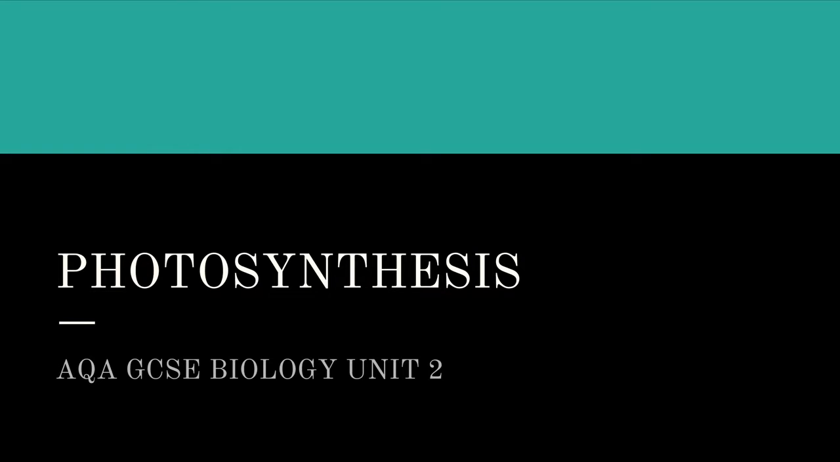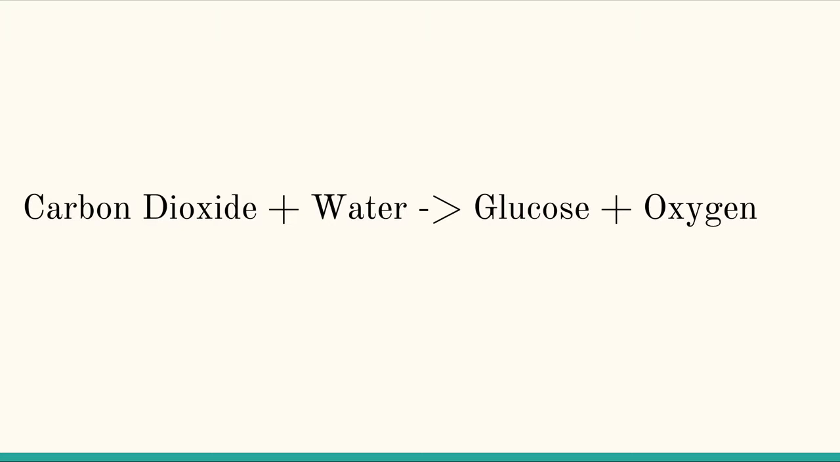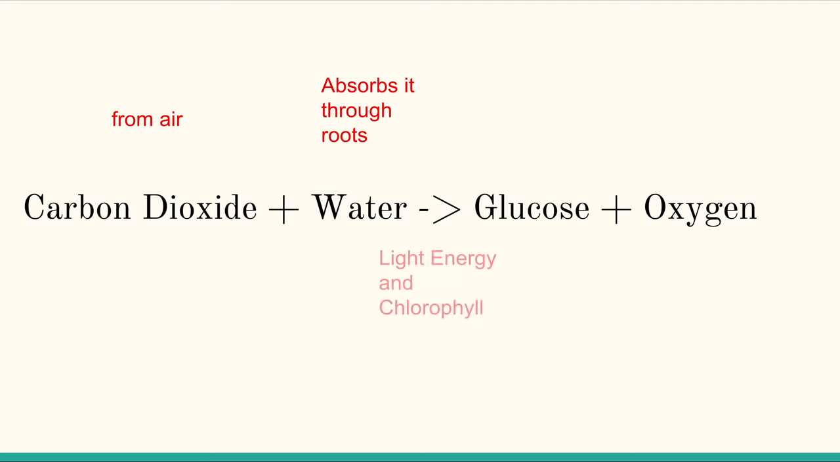So, let's get started. Now, this is the equation for photosynthesis, and you really need to learn this because it commonly comes up in exams, frequently. Carbon dioxide reacts with water to give you glucose and oxygen. And you get the carbon dioxide from the air. And the water, you get it from the soil because it's absorbed through the roots. But for photosynthesis to occur, you need light energy and chlorophyll, which I'll talk about later.